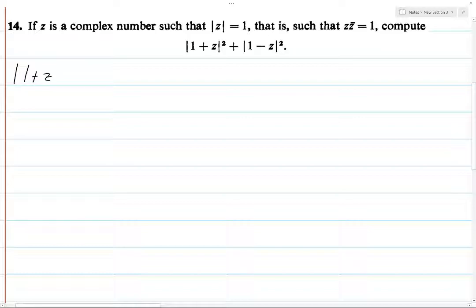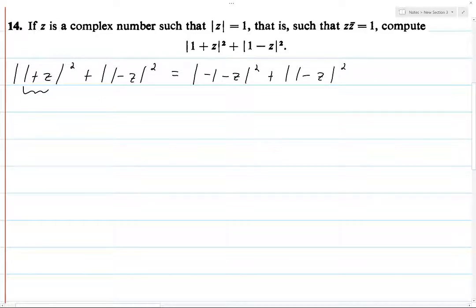|1 + z|² + |1 − z|². Okay, so what are these numbers? The way I like to think of this is, now this thing we can multiply by 1, and 1 is the same thing as (−1)², so this is basically |−1 − z|², right? Because you could just factor out a minus 1 here, and that wouldn't affect it at all. So plus |1 − z|².